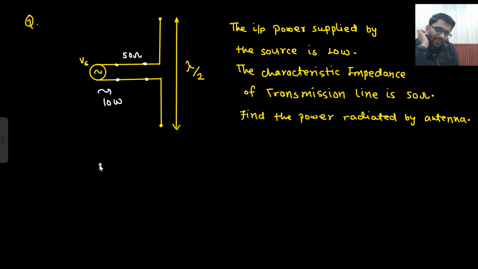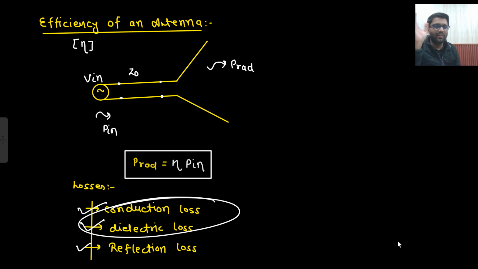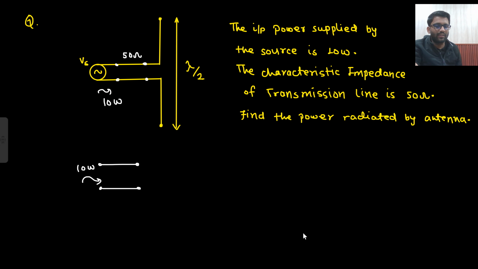So 10 watt power is coming. This is my transmission line. From here, now the concept of transmission line should be clear, then only you will be able to understand. 10 watt power is coming. This transmission line is lossless. Okay, it is not mentioned somewhere. Lossless transmission line means these conduction losses and dielectric losses are not there. That means complete 10 watt has reached here.